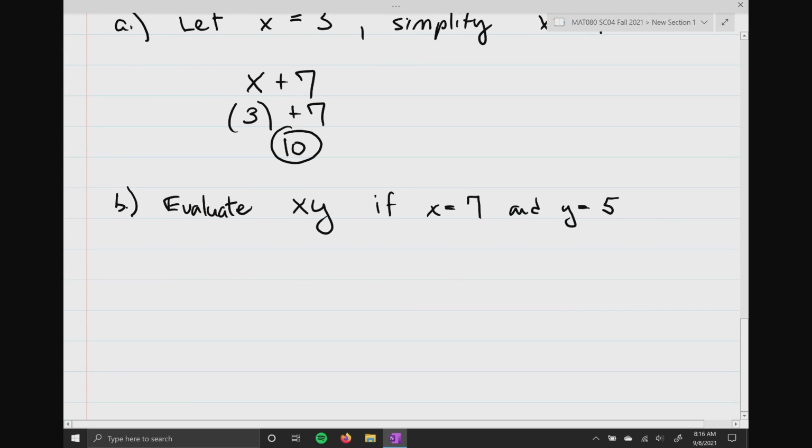So evaluate x times y, if x equals 7 and y equals 5. Directly underneath, I'm going to write x times y. Then I put my parentheses in, and I make the substitutions in the appropriate spots. 7 times 5 is 35. Pretty straightforward. What do you think?